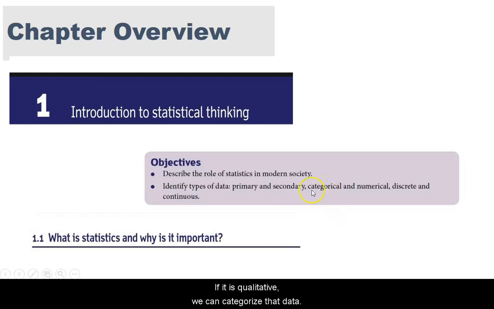If it is qualitative, we can categorize that data, so we can look at it in terms of categories. And if it is quantitative, we can look at it in terms of numerical values. It can either be discrete or continuous data. And what exactly is statistics, and why is statistics very important? These are things we are going to cover in this particular topic.